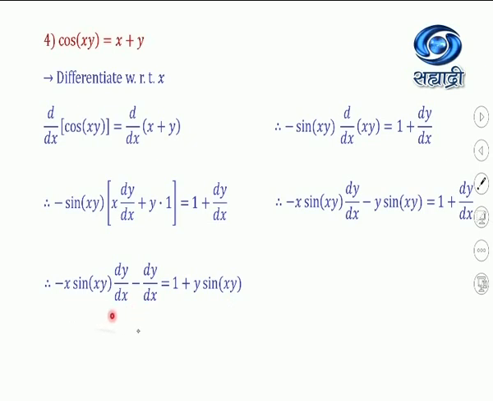And here I take dy by dx as common. In bracket we get this. We take dy by dx with a negative sign. So we write here minus in bracket into dy by dx. So we write x into sin xy plus 1. Now on the right hand side, 1 plus y sin xy as it is.